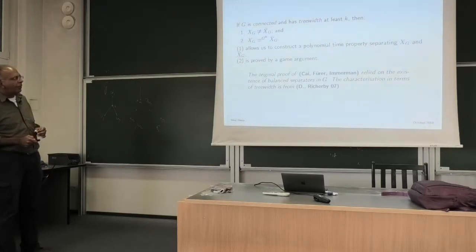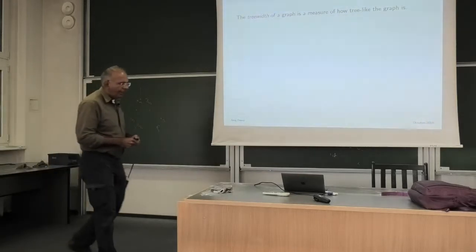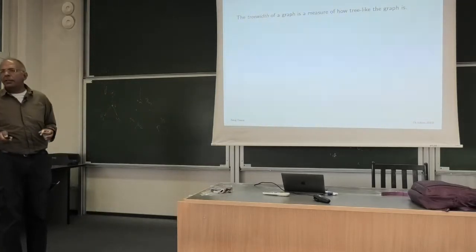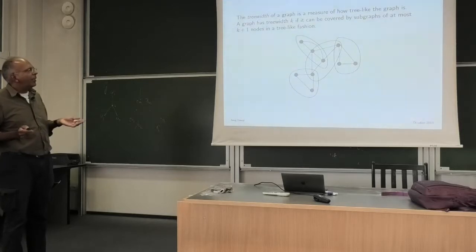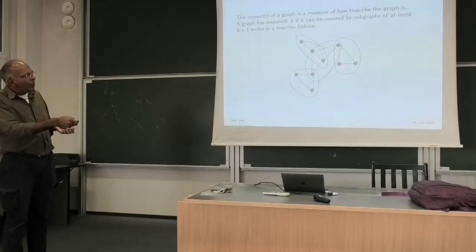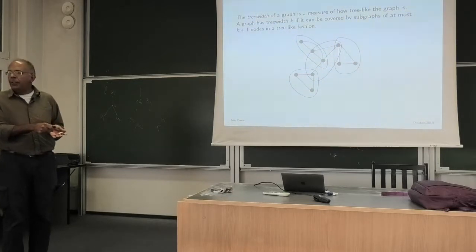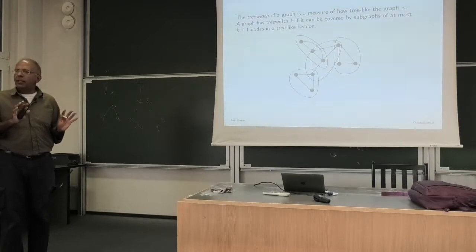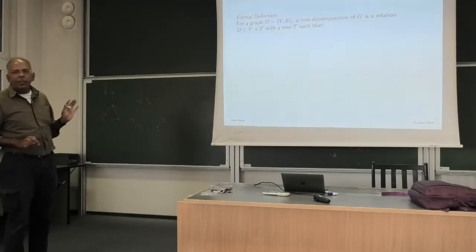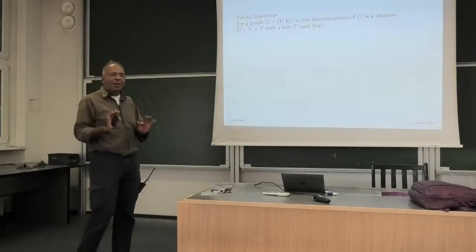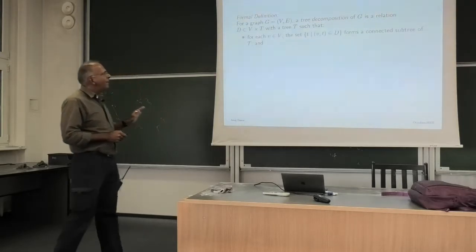Okay. Now, so tree width. Roughly speaking, the tree width of a graph is a measure of how tree-like the graph is. This is a very, very rough measure. Basically, if you can cover the graph using small size patches, size at most k plus 1, in a tree-like fashion, then it has small tree width. That's the intuition. I have a formal definition. I don't know if this is going to be much use if you haven't seen it before. Keep the intuitive picture in mind.